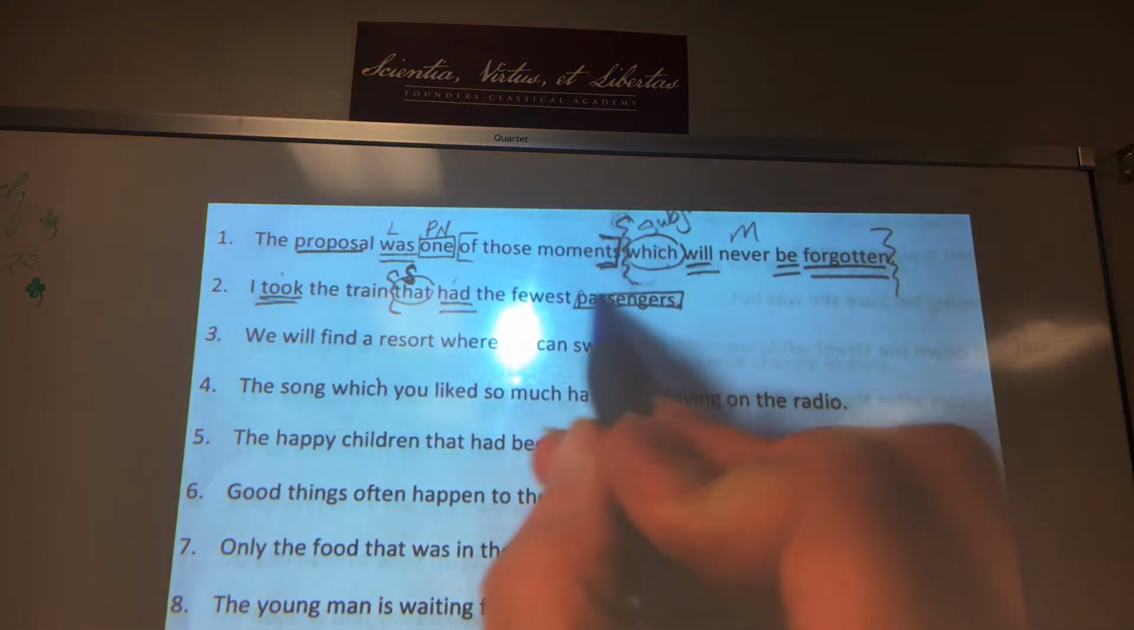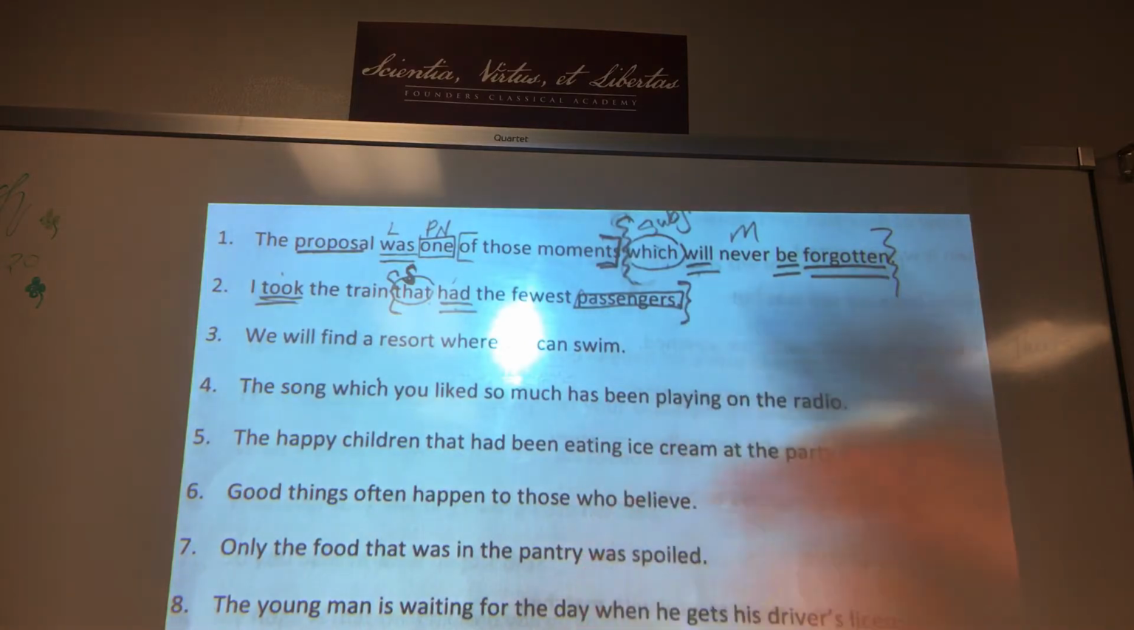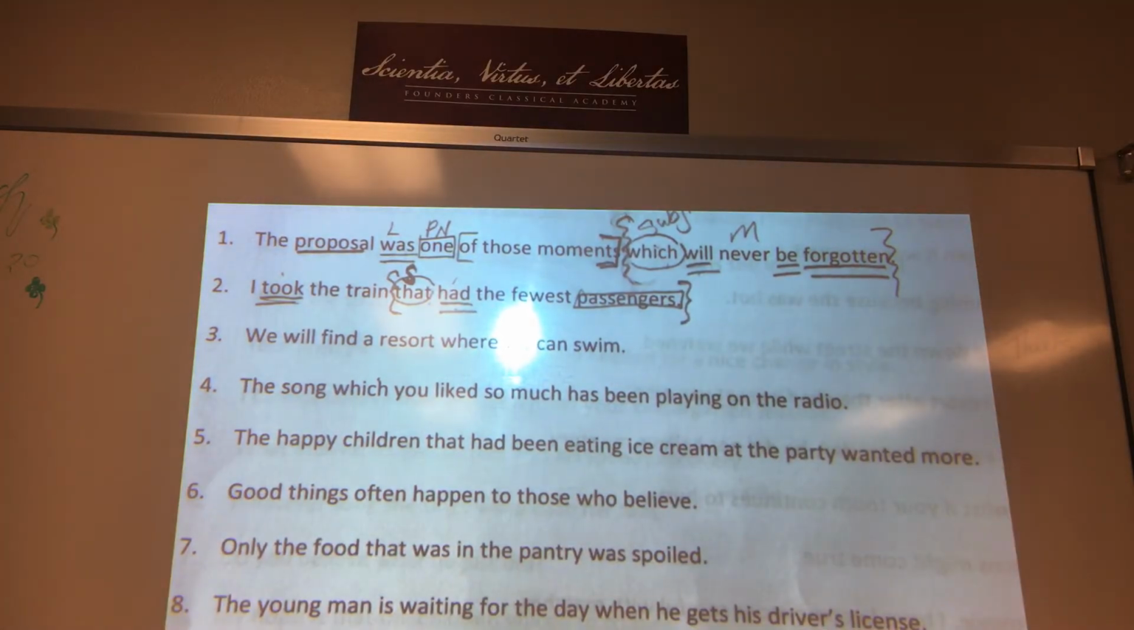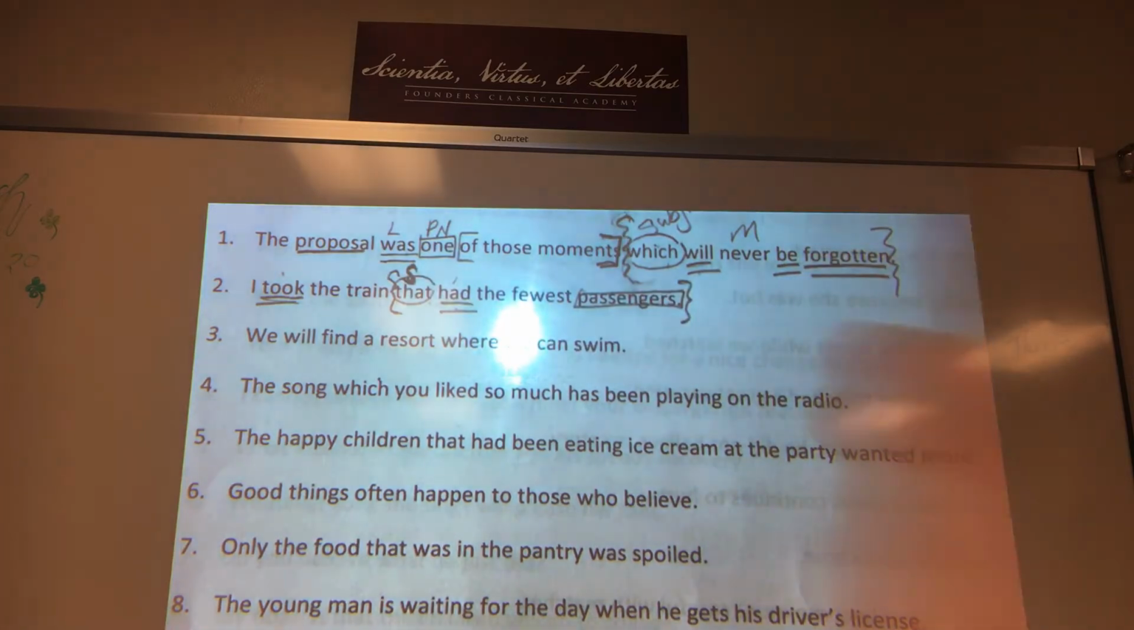Passengers. So this one has an object with the verb. And then we're going to put a squiggle on the end there as well to mark the end of the clause. Okay? Now I fill in the rest of the details. So can I take this out? I took the train. Yes, I can take it out. It is a modifier adjective clause.